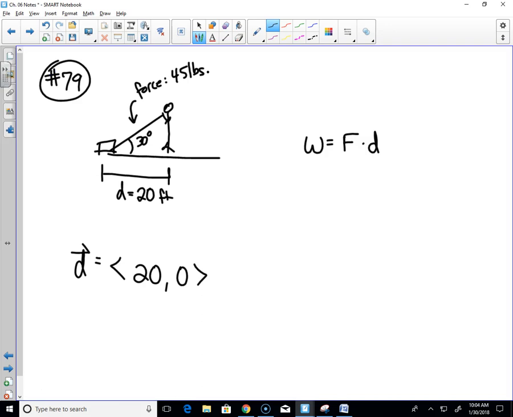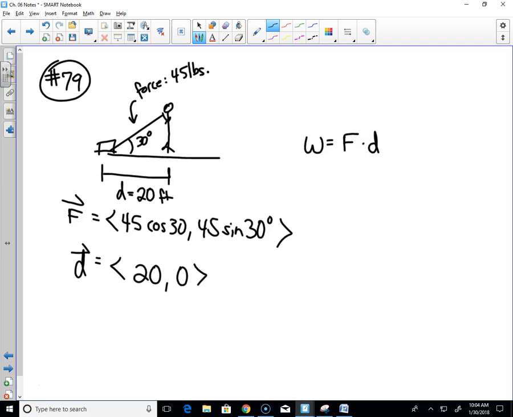And then how can I make the force in line with the distance of movement? How can I make that a vector? That is 45 sine. Careful, the horizontal is cosine. So 45 cosine of 30, and then 45 sine of 30. That's how I get my vector in the right direction, not the diagonal one, but the one in line with the movement. And now just a dot product.